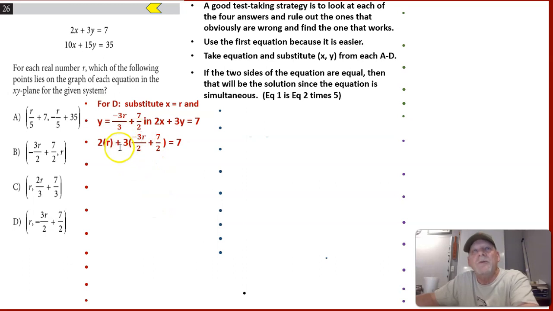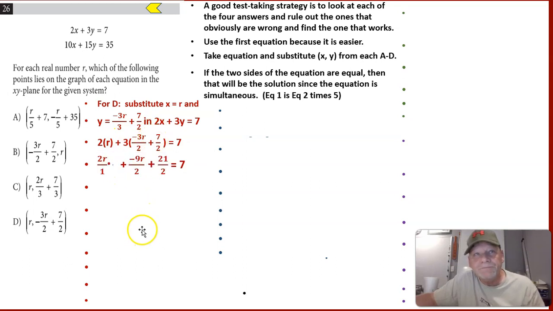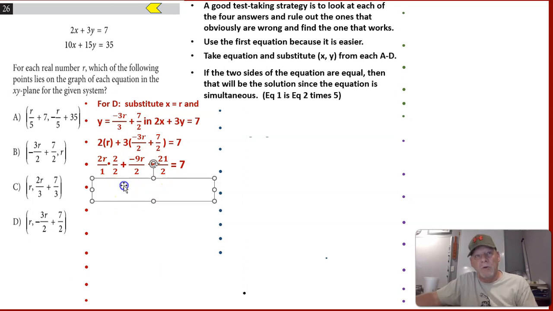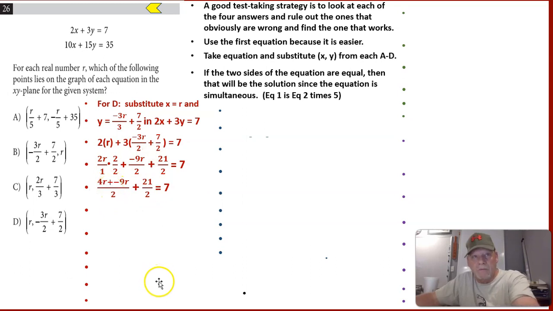I'm going to use the distributive property here to take the 3 times the negative 3r over 2, and then the 3 times the 7/2. And then I'm going to have to get a common denominator. So I'm going to multiply that 2r over 1 times 2 over 2, and then everything on the left-hand side of the equation will have a denominator of 2.